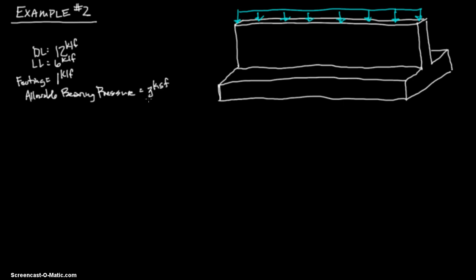And we are told that our allowable soil bearing pressure is 3,000 pounds per square foot. So I put 3 KSF. So our allowable is 3 K. I won't even draw that in there. All right, so here's what we have.